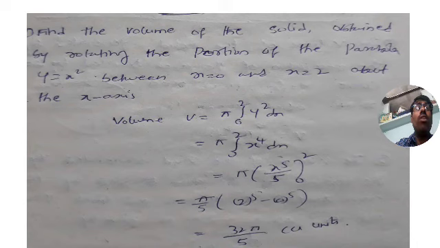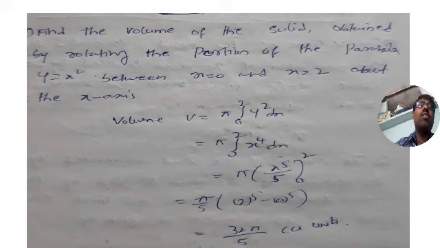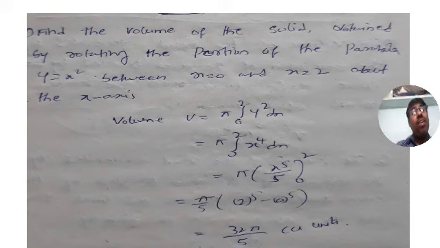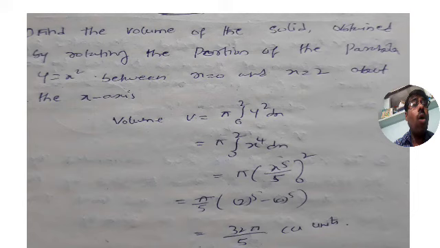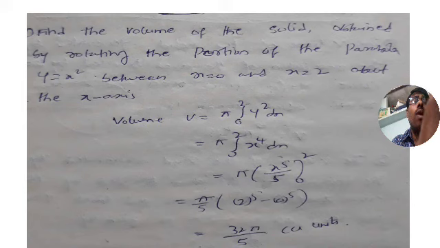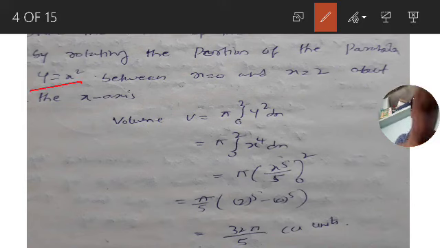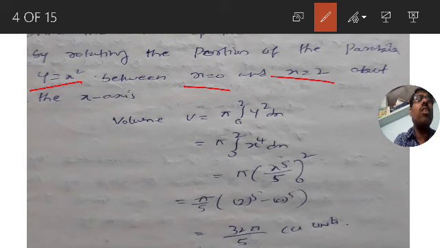Find the volume of a solid obtained by rotating the portion of the parabola y is equal to x square between x equal to 0 and x is equal to 2 about the x-axis. You see what is given. You have to find the volume of a solid. How is it obtained? It is obtained by rotating the area bounded by the curve y is equal to x square, the line x equal to 0, and the line x equal to 2.